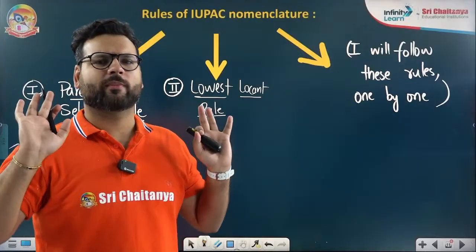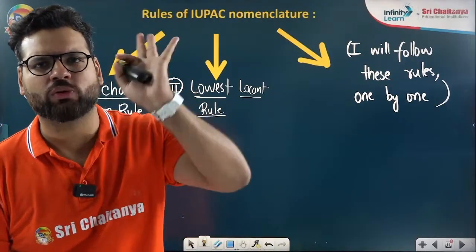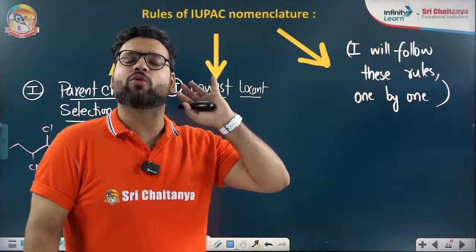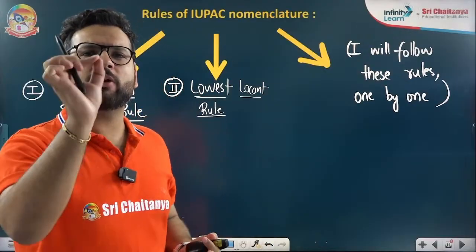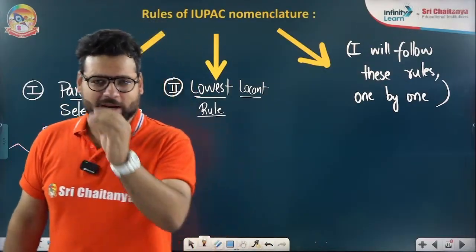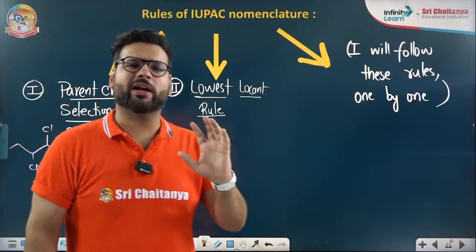Same thing. If you know rule 1, you know rule 2. Who is the most important person? Carbon of the main functional group. He must be getting the lowest address. Locant means address.